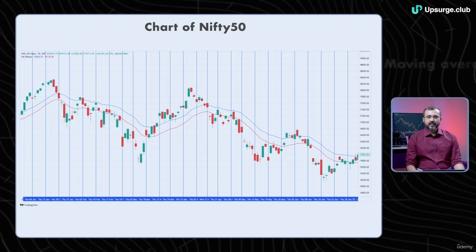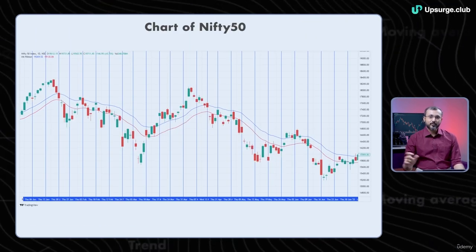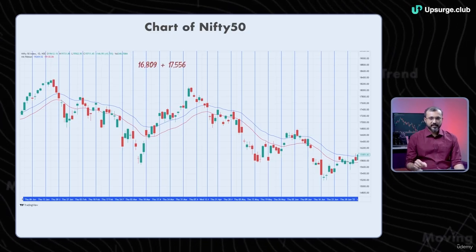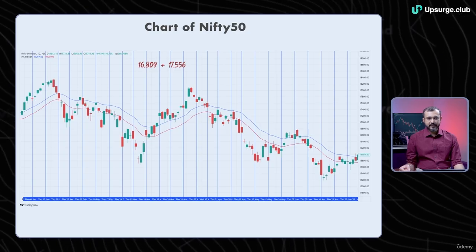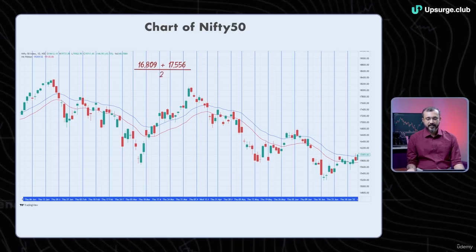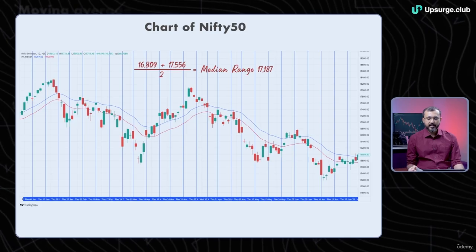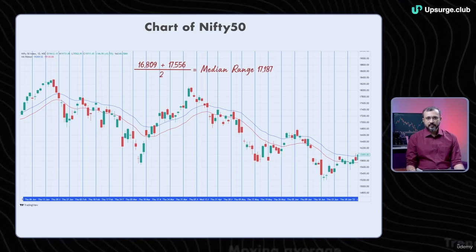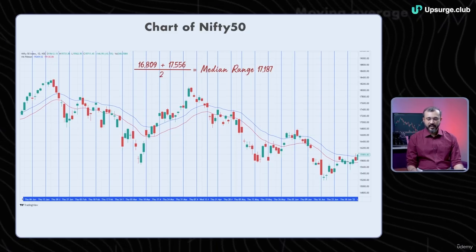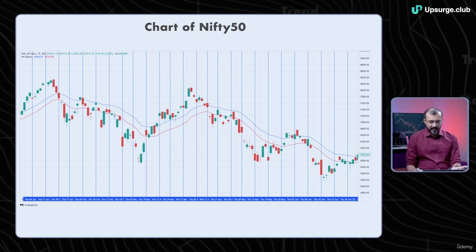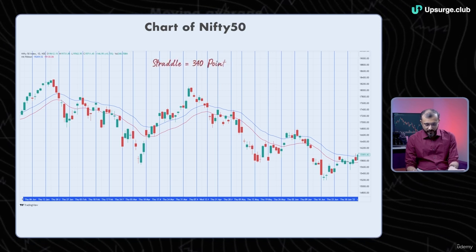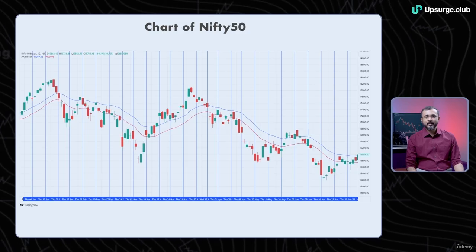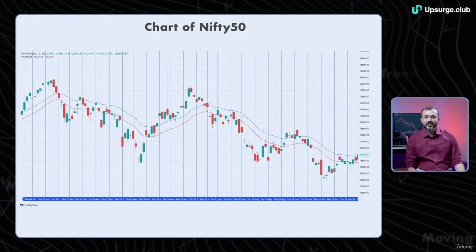But if we have to trade the straddle, we have to go forward and do one more step, which is calculating a median price. So we add 16,809 plus 17,556 divided by 2. We get a median range, which is 17,187. It is very near to 17,200. So we select the 17,200 straddle and go short whenever the price goes below the moving average. The straddle that we had shorted was somewhere around 340 points. Eventually that went to 104. So we are able to capture somewhere around 200 points in the straddle trade.